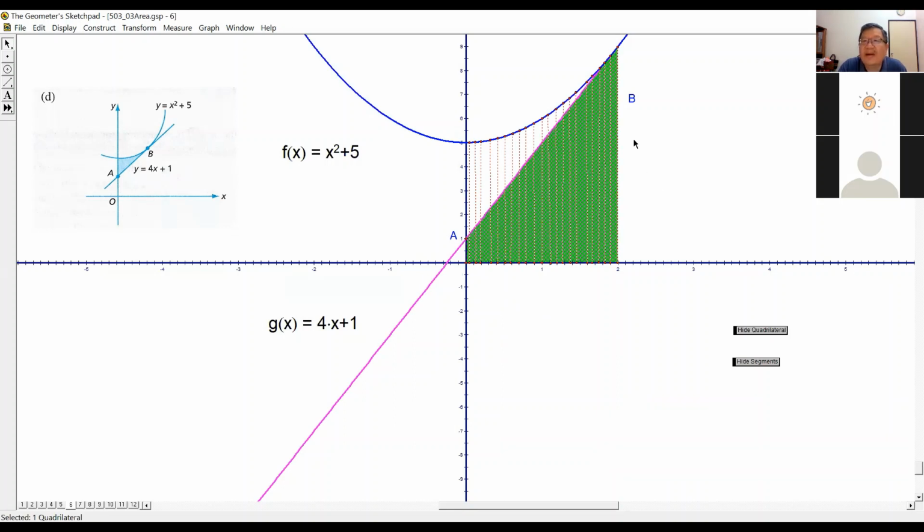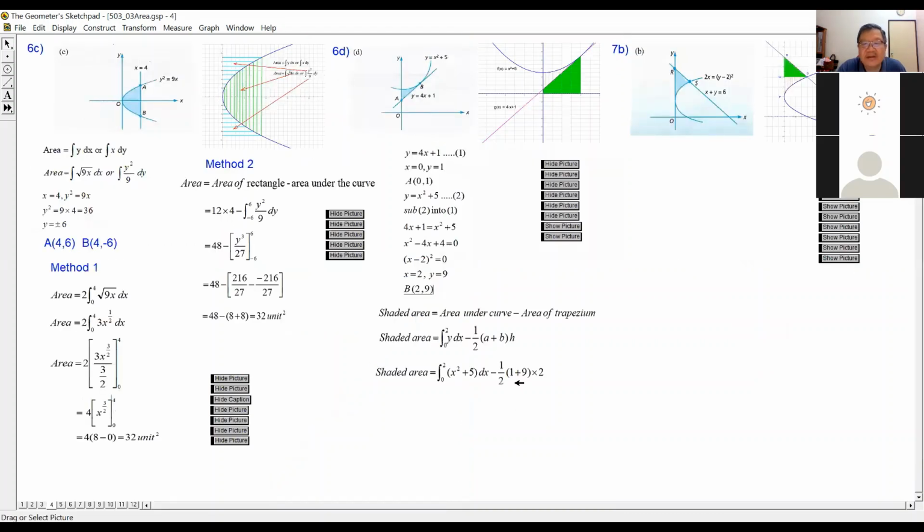Here is 1 and here is 9. What is the distance between the two parallel sides? The distance between them is 2. So that's how we get this half times 1 plus 9 times 2. Any question?